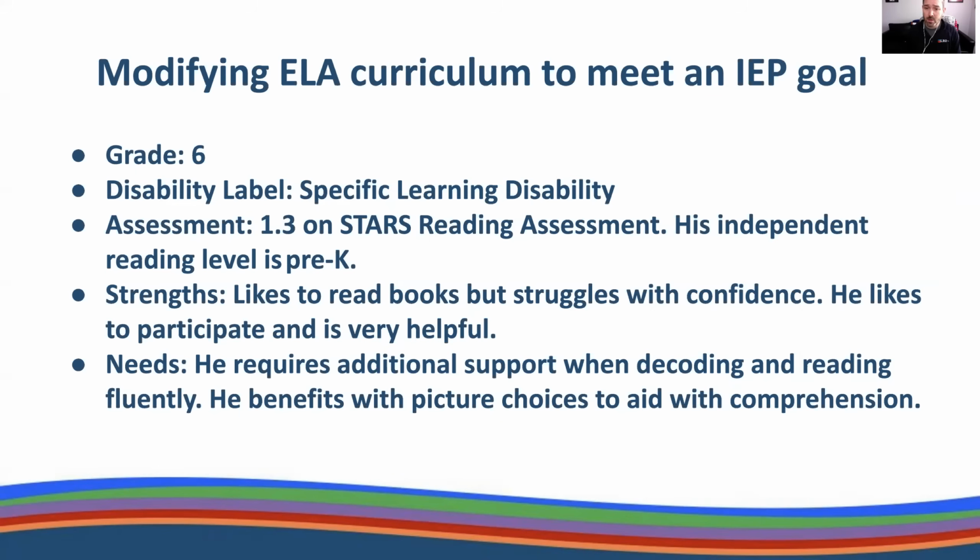The student likes to read books, but struggles to read with confidence. He likes to participate and is very helpful, but he needs additional support. He benefits from additional support when decoding and reading fluently. He benefits from picture choices to aid with comprehension. So building in visual supports to support the student navigating text. This is all a valid form of literacy.